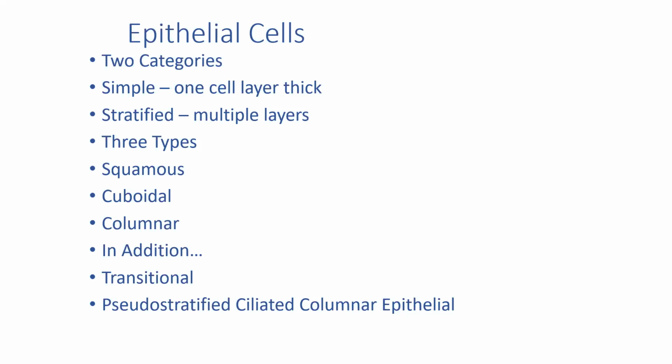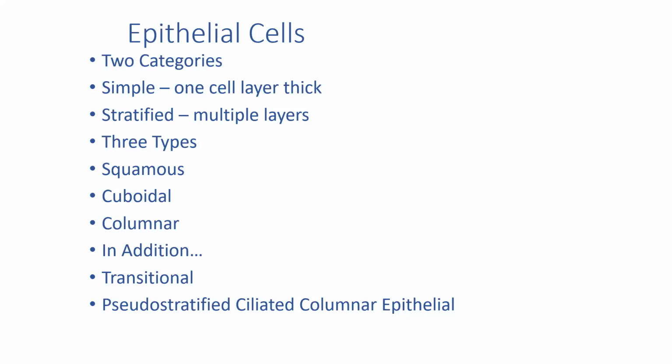So we have either simple cells or stratified cells. Simple cells show up where we want to have movement across a cell membrane. One cell layer thick, the cells in our lungs, the alveoli, where gas exchange takes place. Those alveoli, those little sacs where oxygen goes into our blood and CO2 comes out of our blood, are made up of cells that are 1 cell layer thick. They look exactly like what was scraped out of our cheek.